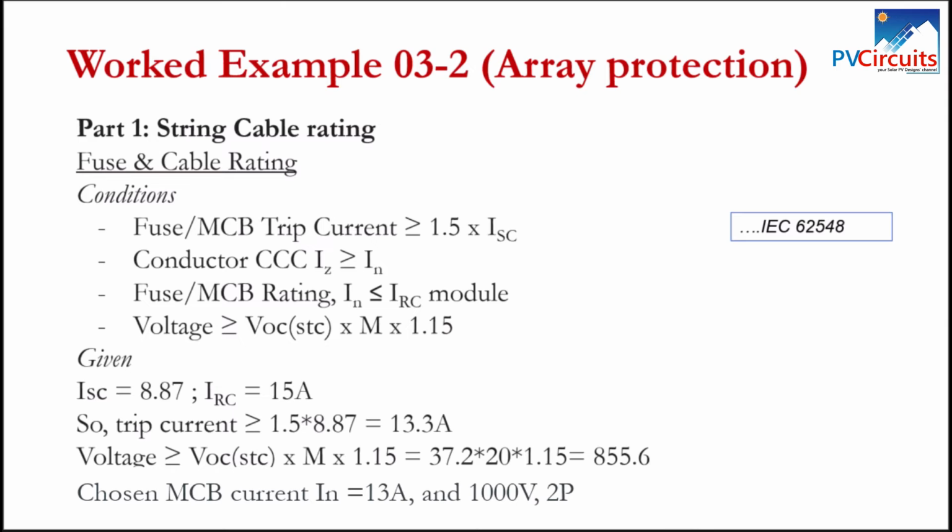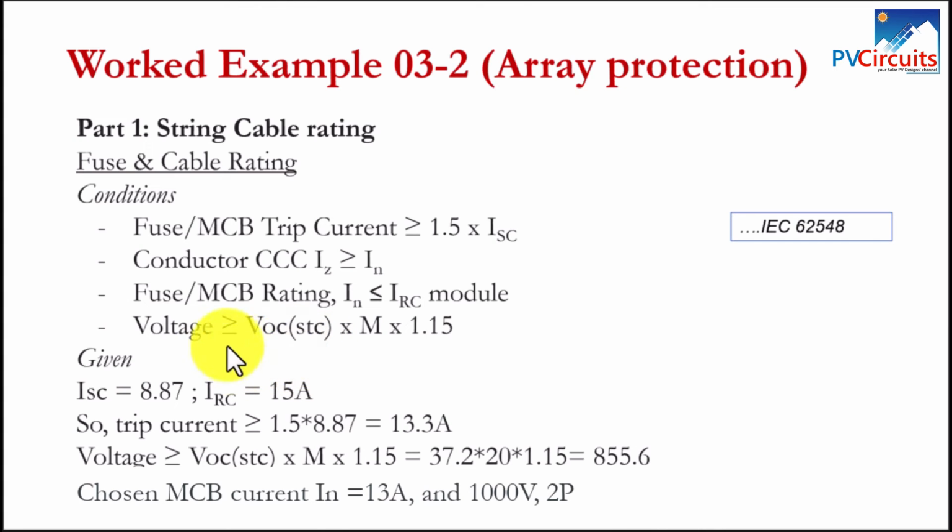This example is in 3 parts. Part 1 we are going to discuss the string cable rating, part 2 will be the array cable rating, and part 3 will be the inverter DC cable rating. So let's start with the string cable rating. We are given conditions that the fuse or MCB trip current should be greater or equal to 1.5 times the ISC, that the conductor current carrying capacity should be greater than that of the overcurrent protection device, and that the fuse rating should be less than or equal to the module reverse current rating.